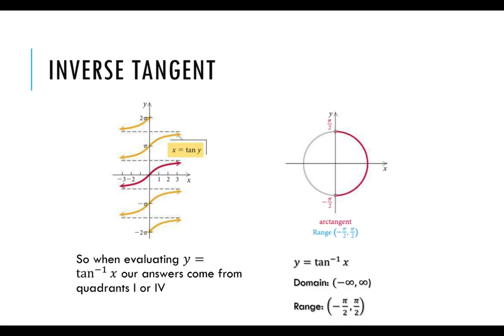And then when we consider the domain and range, well, the domain of arctangent is all real numbers. You can plug anything into tangent inverse. But the range is going to be values between negative pi halves and pi halves exclusive. That is, we do not include those endpoints. So you can't get tangent inverse to output pi halves or negative pi halves.